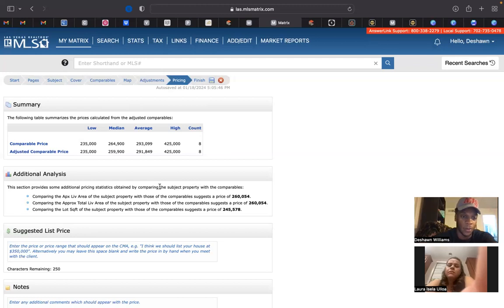So in this example, it would have put this at 264 before I made the adjustment for the garage, but 259 after the adjustment for the garage. And this is just an example, of course. I wouldn't use all these properties in my comparative market analysis unless they were all the same bedroom count.